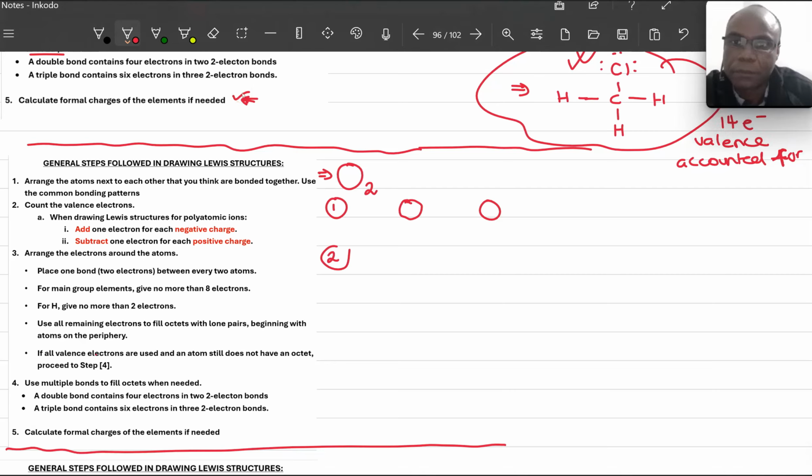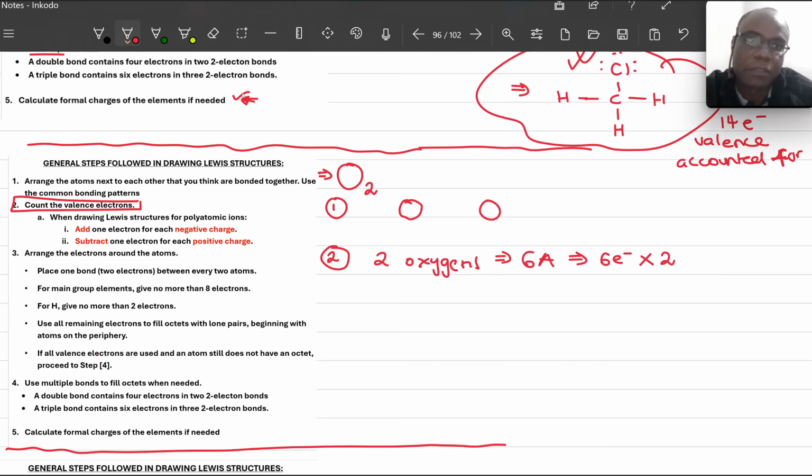For step number 2, we need to count the valence electrons. So we see that we have 2 oxygens. Each oxygen is in main group A, 6A, so to speak. That means each is bringing 6 electrons, so we need to multiply by 2. Total number of valence electrons is going to be 12 valence electrons. We are not considering the core electrons, only the outermost valence electrons in the electronic configuration of oxygen.